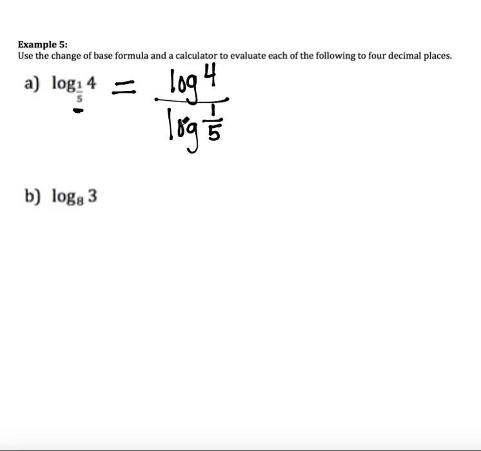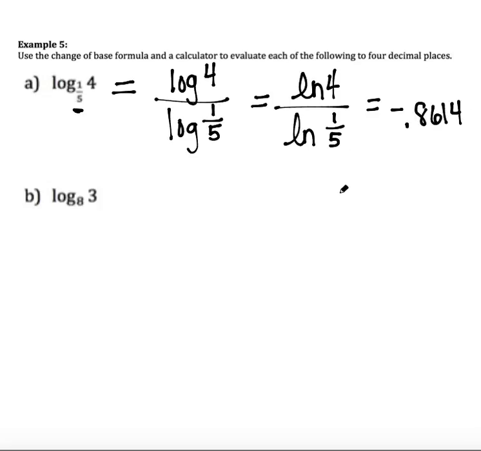You could also choose, instead of using log, to use natural log. So you could say natural log of 4 divided by natural log 1/5. Either way is correct, and then you're going to go ahead and type either one of these in your calculator, or you can type both in to verify that you're going to get the same answer. So what do we get when we type it in the calculator? Negative 0.8614. Now take a minute and type it in your calculator and make sure you're getting that. If you're not getting that, make sure you ask a question about how to get that in your calculator when we have class.